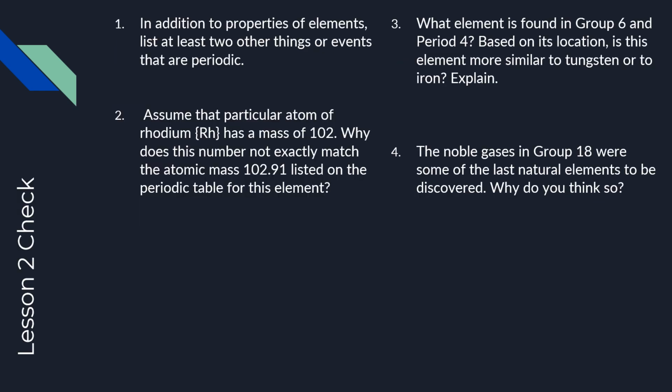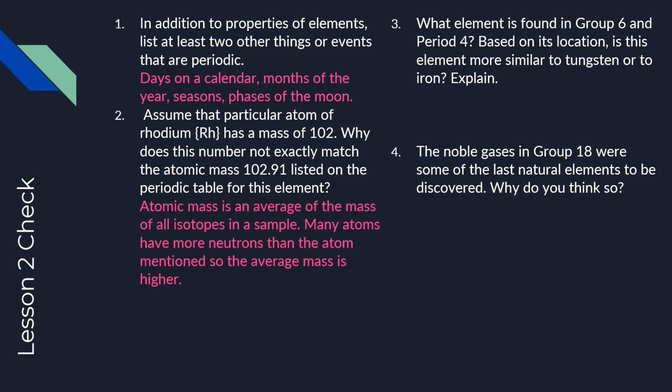And that brings us to our lesson 2 check. In addition to properties of elements, list at least 2 other things or events that are periodic. Days on a calendar, months of the year, seasons, and phases of the moon are all things that are periodic. Assume that a particular atom of rhodium, capital R lowercase h, has a mass of 102. Why does this number not exactly match the atomic mass, 102.91, listed on the periodic table for this element?